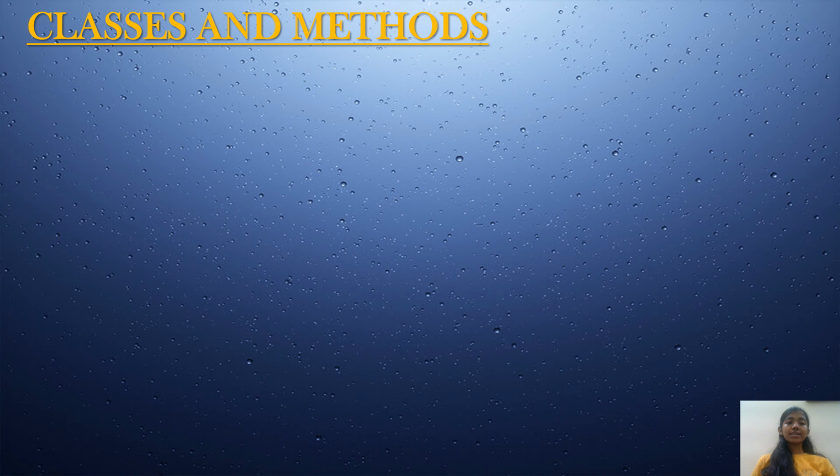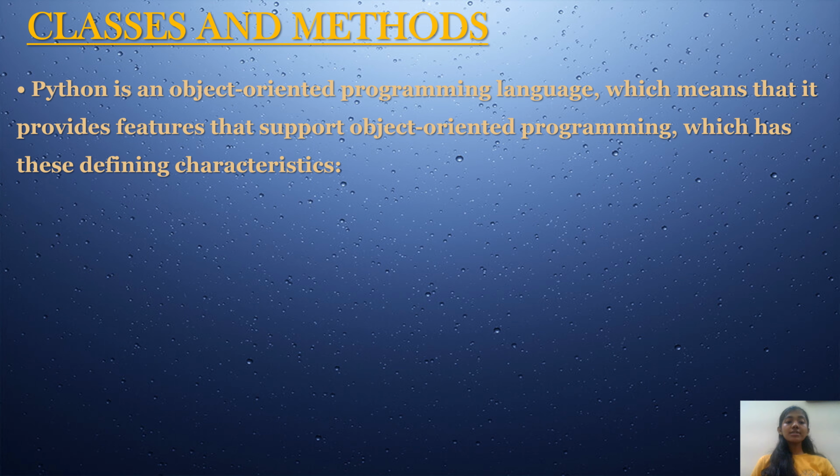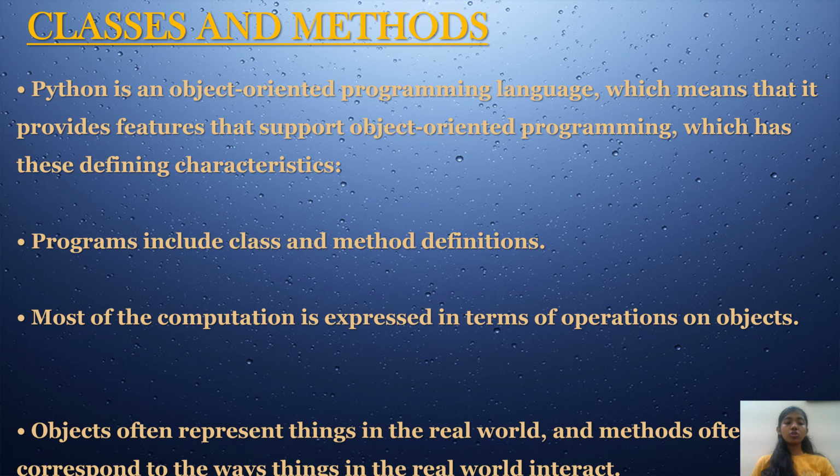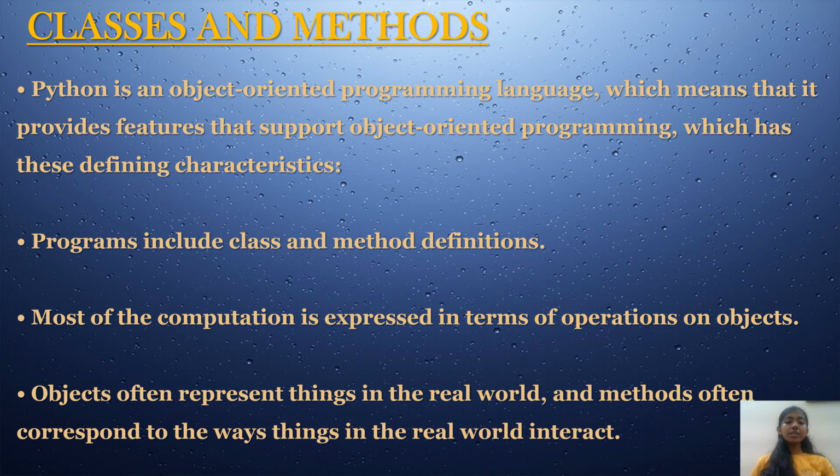Now coming to classes and methods. Python is an object-oriented programming language, which means that it provides features that support object-oriented programming, which has these defining characteristics. Programs generally include class and method definitions. Most of the computation is expressed in terms of operations on objects. Objects often represent things in the real world, and methods often correspond to the ways things in the real world interact.